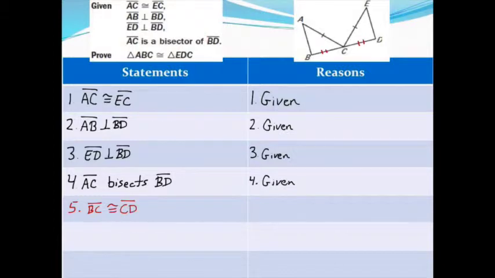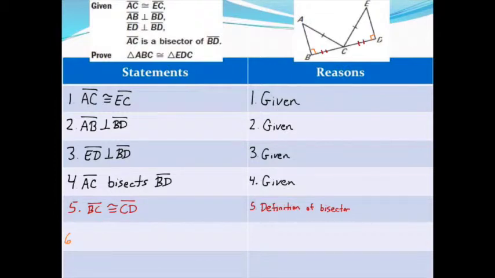The reason that I know BC and CD are congruent to each other is because I have a bisector. Bisect means to cut in half. So segment AC bisects segment BD that was given to me. So BC and CD should be congruent. The reason I know that is not because it looks congruent, but because that's the definition of a bisector. That's what it does.